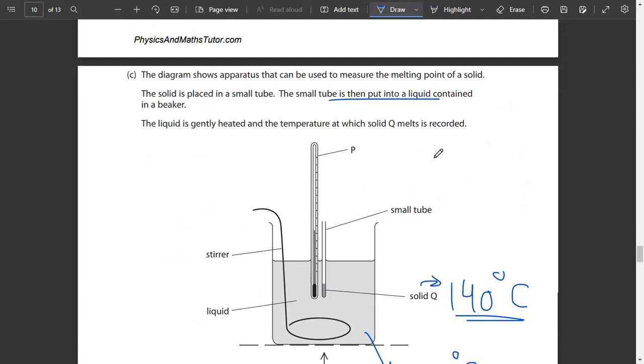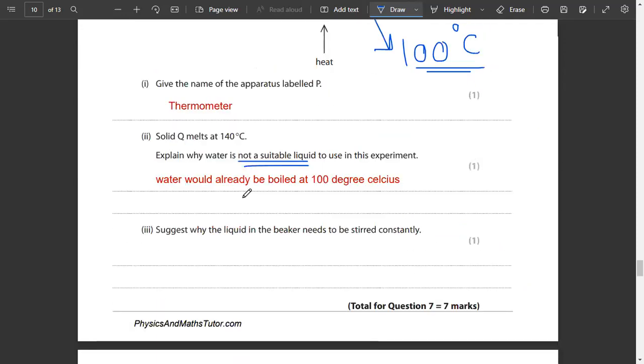For example, use ethanol, which has a temperature of higher than 140, but not lower than 140. So that is why water would already be boiled at 100 degrees Celsius.